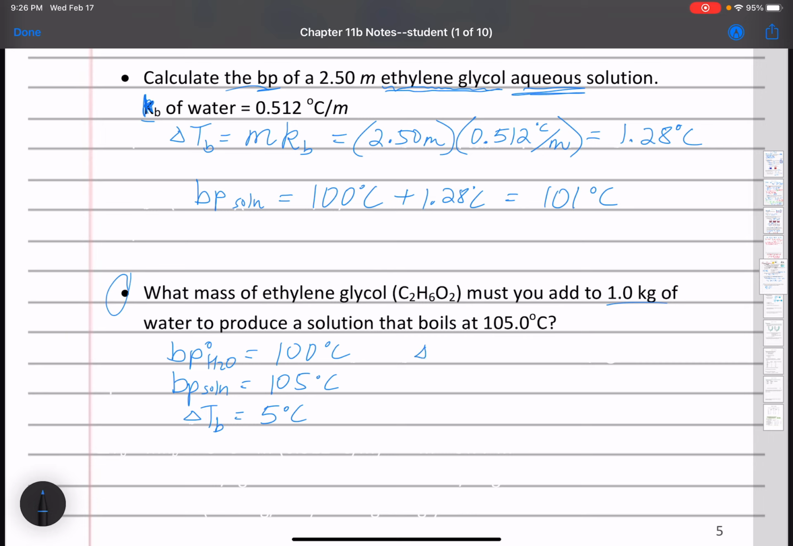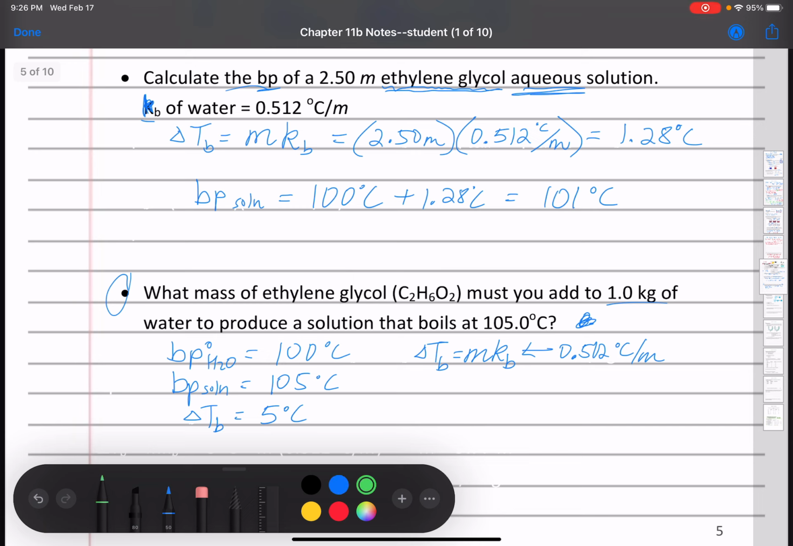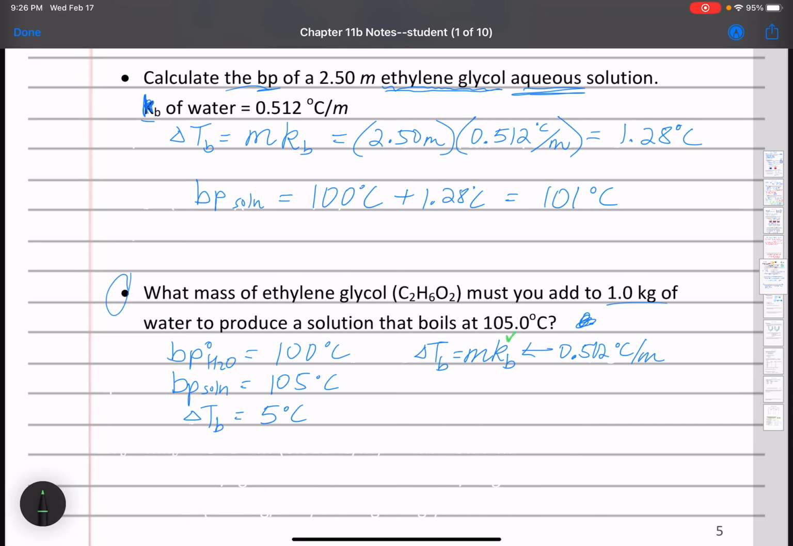Okay, so we're going to use this equation, so I'm going to write this one out. For the change in boiling point, molality times the boiling point constant of water, which we can look up on a table or in the previous problem. So that is 0.512 degrees Celsius per molal. And we know the Kb here. We also know, we just calculated, the change in temperature here is 5 degrees Celsius.